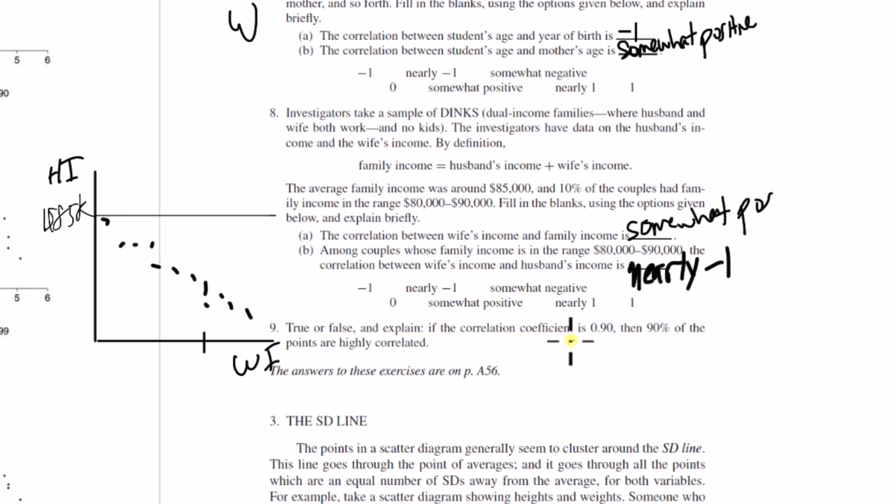If the correlation coefficient is 0.90, then 90% of the points are highly correlated. False. We talked about this when going through the textbook. At the moment, we don't want to be looking too deeply into what the correlation coefficient quantity means. We're going to get into that later. So no, we don't think about it like the correlation coefficient is 0.8, so 80% of the points are tightly clustered around a line.